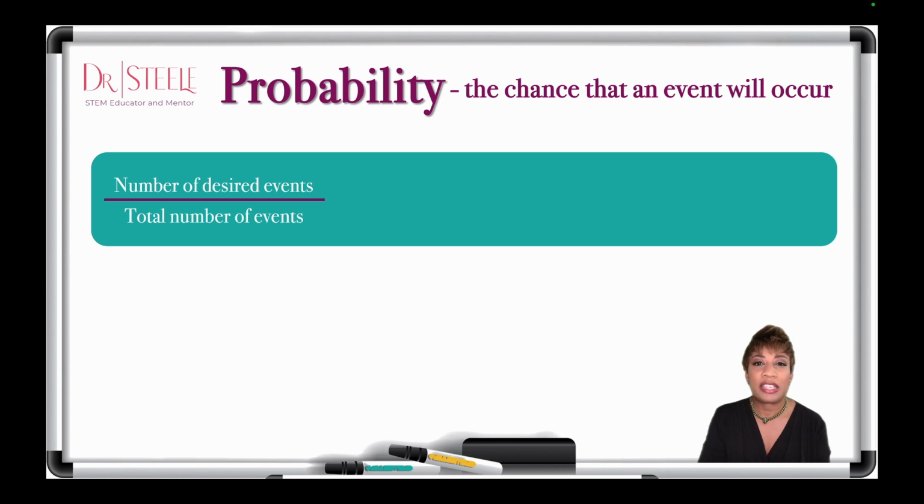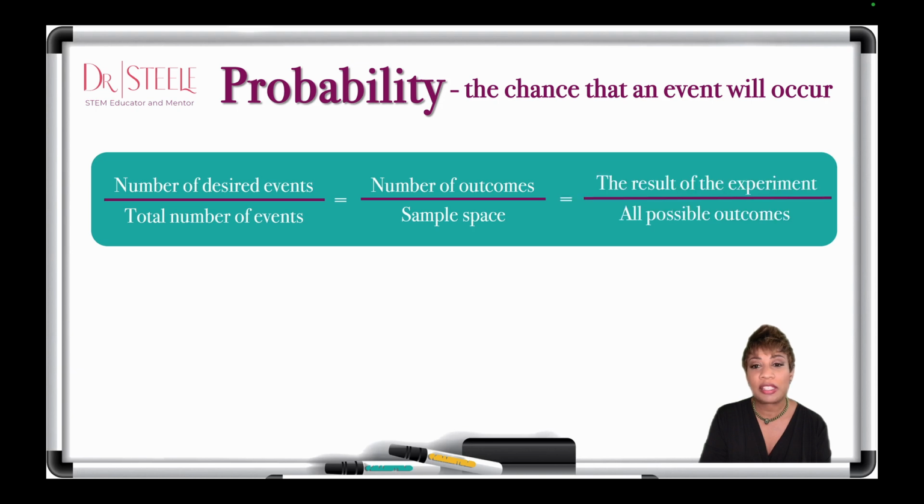And we can write this a variety of ways. One way is number of desired events over total number of events. We can say number of outcomes over the sample space. We can say the result of the experiment over all possible outcomes. Either way, same thing.